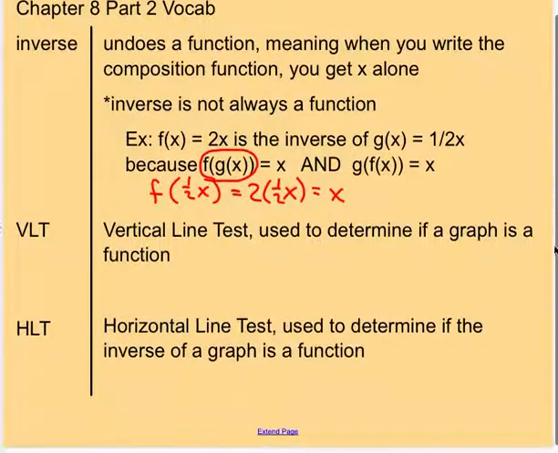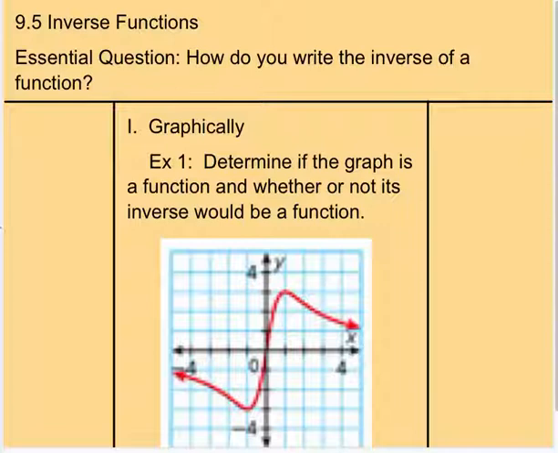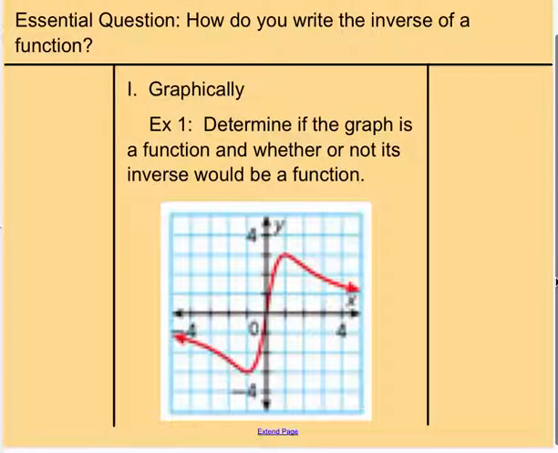All right, so we have two tests to graphically determine if a graph is a function or if its inverse is a function. So the vertical line test, remember, if you're looking at a graph, any vertical line, if a single vertical line touches the graph more than once, it is not a function. So for the inverse, we look at the horizontal line test. If any horizontal line touches a graph more than once, its inverse is not a function. So we're going to start with looking at that. So first we are going to determine whether or not the graph is a function, and then we'll look at whether or not its inverse is a function.